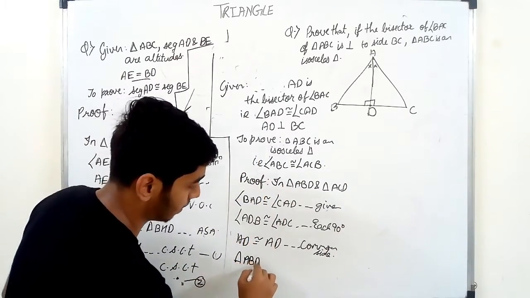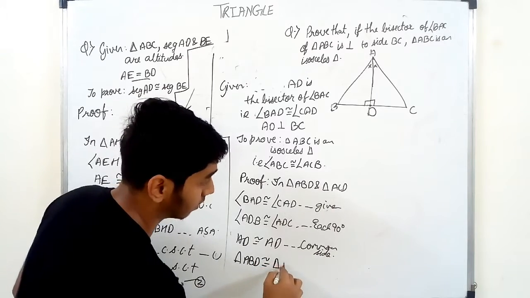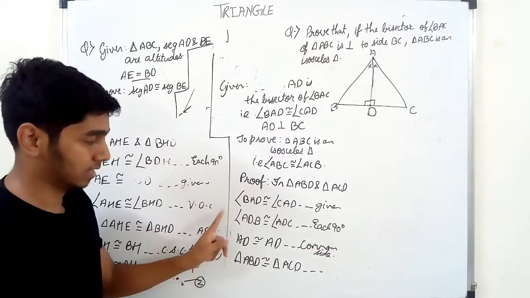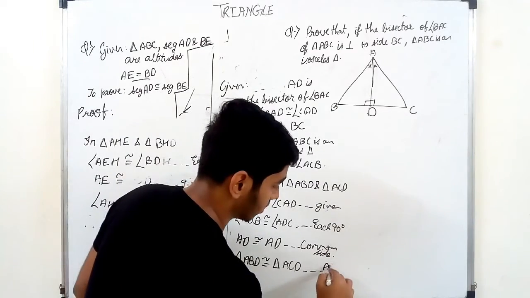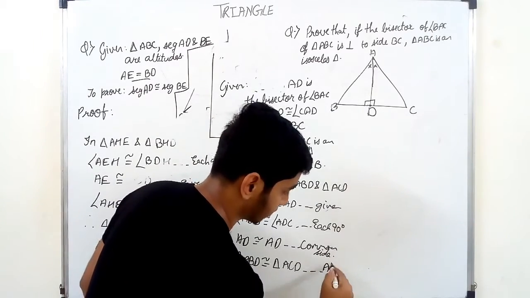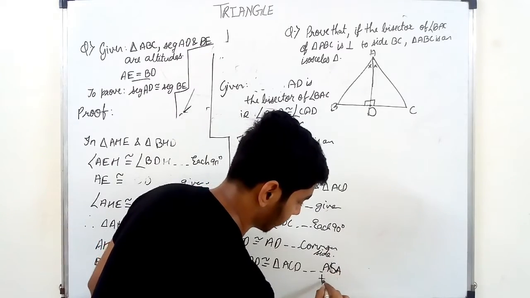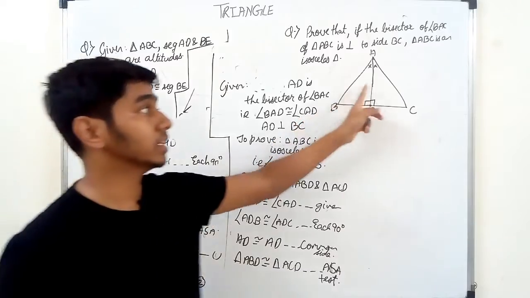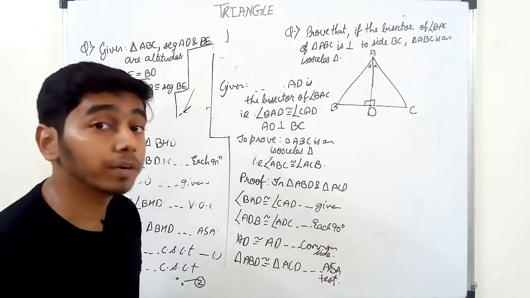Therefore, triangle ABD is congruent to triangle ACD by what test? ASA test. Okay, so we have proved that these two triangles are congruent.